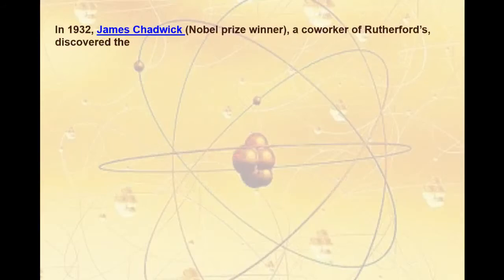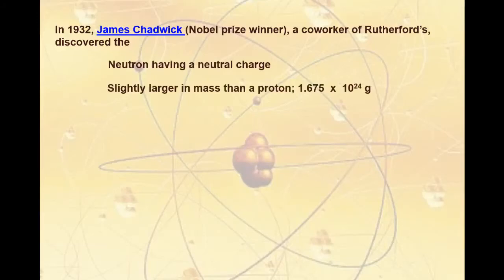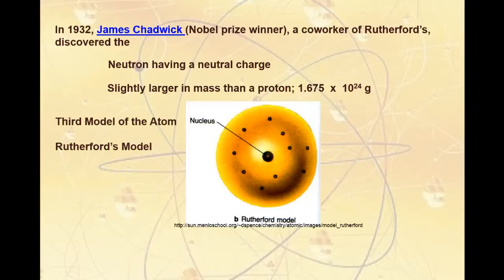In 1932, James Chadwick, who was also a Nobel Prize winner, and so was Rutherford, he was a co-worker of Rutherford, and he discovered the neutron that has neutral charge. Slightly larger in mass than a proton, and so that makes up the other half of the mass of the atom. The mass of the proton and the mass of the neutrons makes up the mass of the atom. Remember that the mass of the electron is negligible, and this led to the third model of the atom, Rutherford's model. Please draw this in your chill.